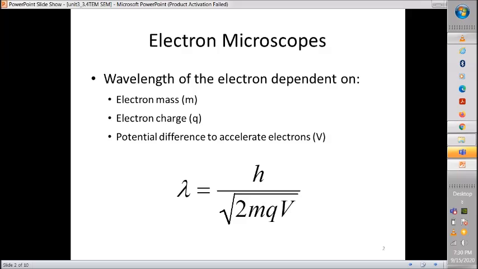Now we are going to talk about the transmission electron microscope, and all electron microscopes work based on the wavelength of the electron. The wavelength of the electron is calculated using the formula lambda equals h by root of 2mqv, which you have already studied in plus 2. h is Planck's constant, m is the mass of the electron, q is the charge of the electron, and v is the potential difference to accelerate electrons.